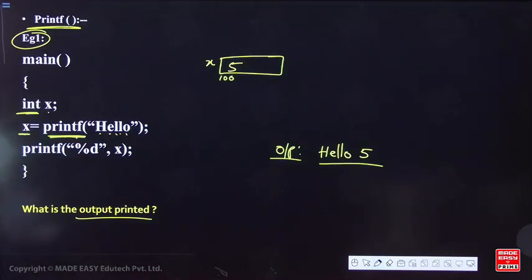Is this clear for everyone? Okay, hello 5 is the output.